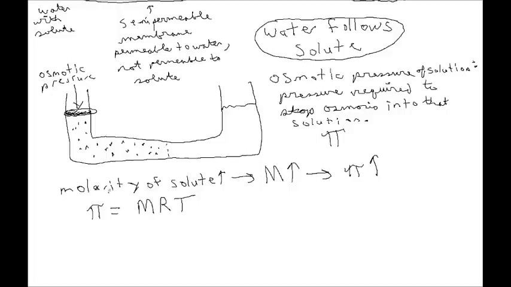So let's review that. What is this the symbol for? Osmotic pressure. Good. And how about this? Molarity. Yeah. Now, this is the molarity of the solute, not the molarity of the solvent. We don't usually think about the molarity of the solvent. This is the molarity of the solute. Do you know what this symbol stands for? I guess that's the ideal gas constant.